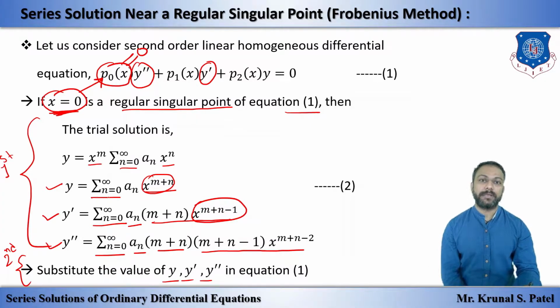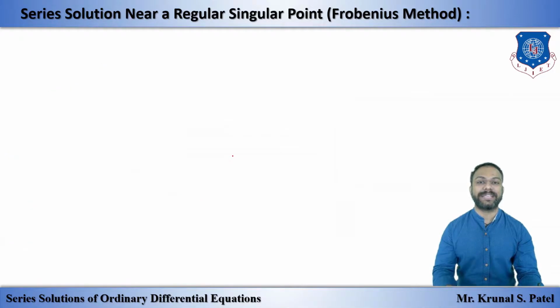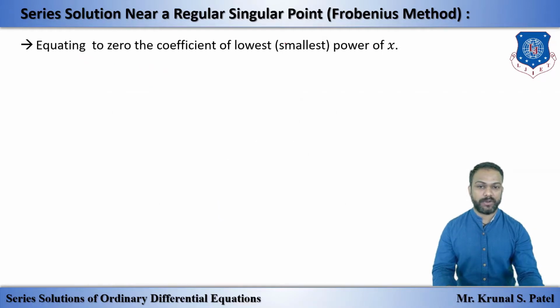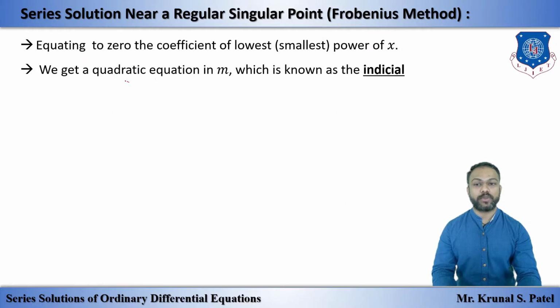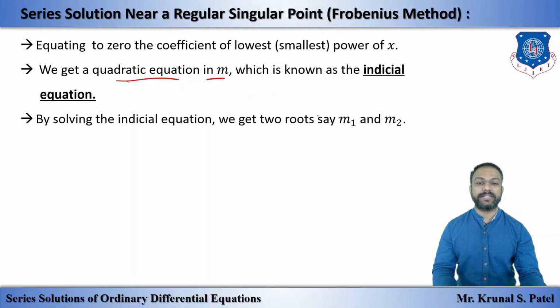Now in the 7th step, near an ordinary point, we just equate to 0 the coefficients of the various powers of x. But in the Frobenius method, we first equate to 0 the coefficient of the smallest power of x, that means the lowest power of x. From that we can find the indicial equation, which is a quadratic equation in m. From the roots of this indicial equation we can decide the case. In case 1 we have already seen in the previous lecture.